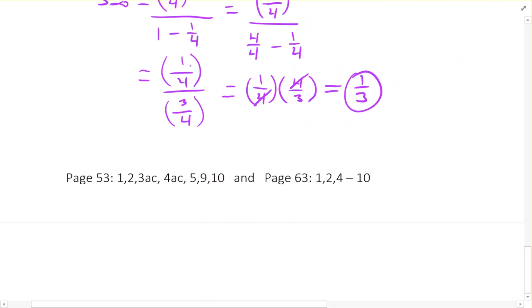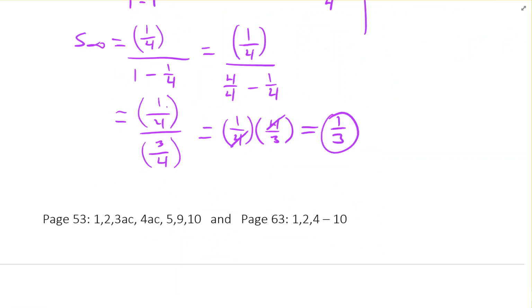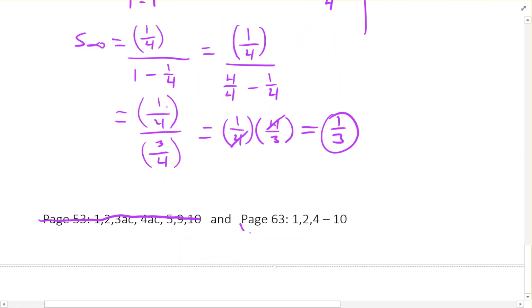Okay, so here are the practice problems I'd like you guys to do next. And whoop, you guys already did this one. That probably looked like a lot, eh? So it's just these questions. On page 63, so 1, 2, 4, and then 5, 6, 7, 8, 9, 10. So those ones. Okay, so I'm going to end that video there.